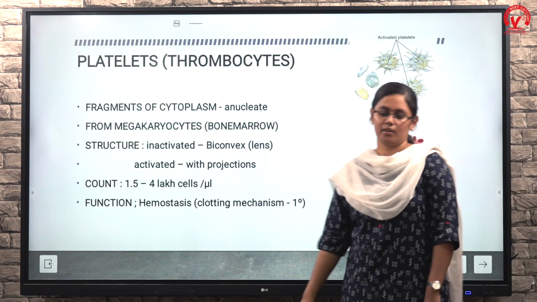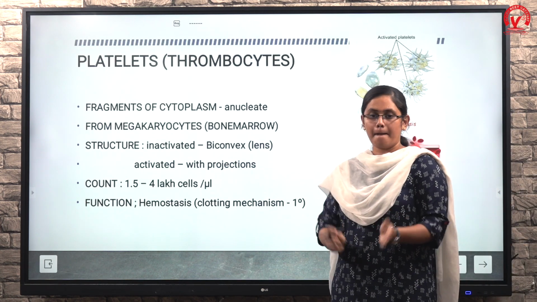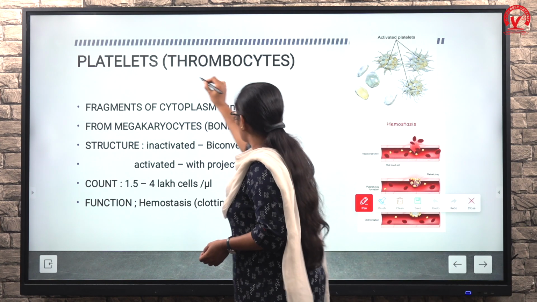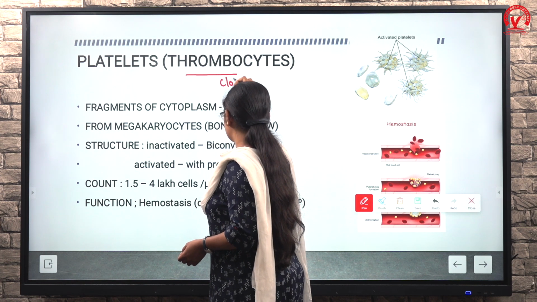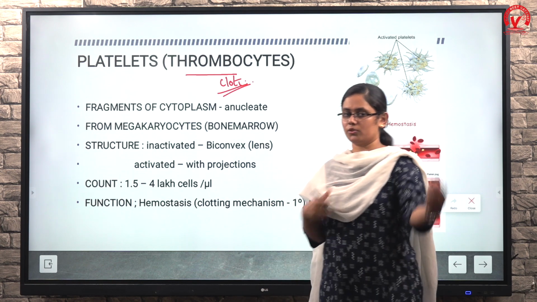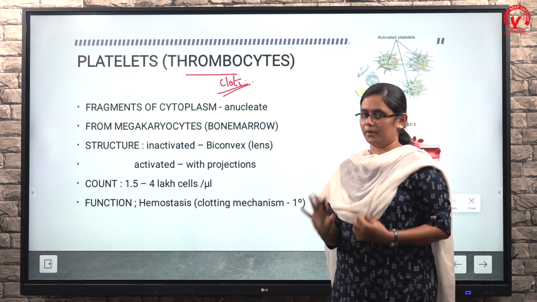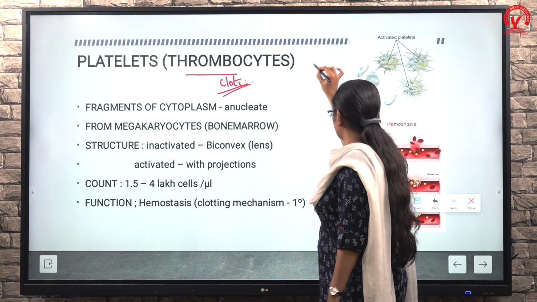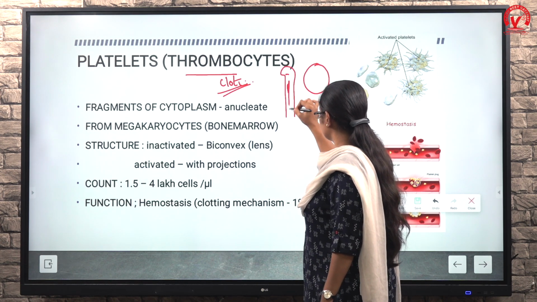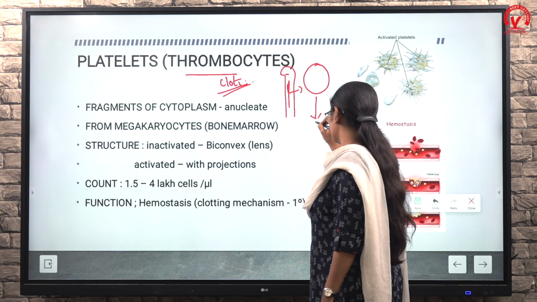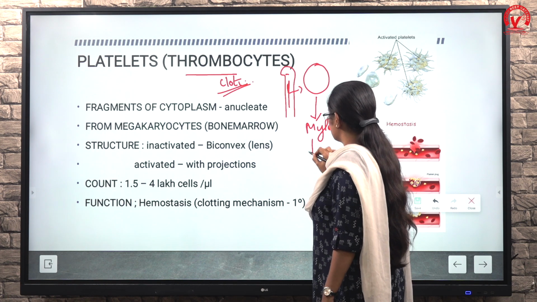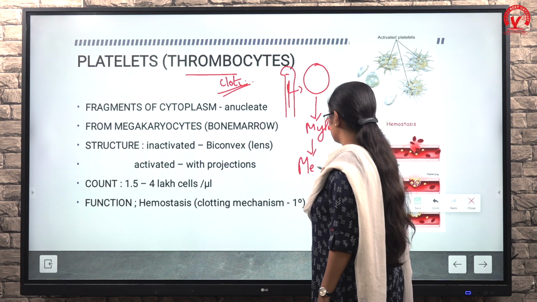Next, finally, we are going to discuss platelets. Platelets are also called thrombocytes. Thrombus means clot. So, platelets help in formation of clot. That is why they are otherwise known as thrombocytes. How are thrombocytes formed? As we already saw, we have the hematopoietic stem cells from bone marrow. From the hematopoietic stem cells, we have myeloid precursors, and from the myeloid precursors, we have megakaryocytes.